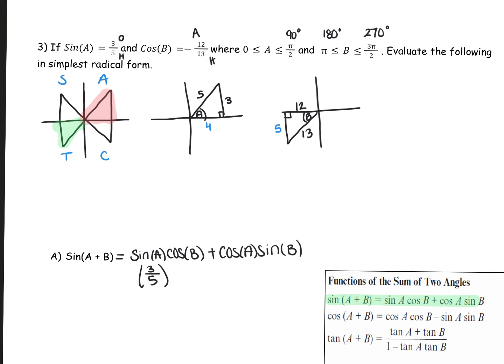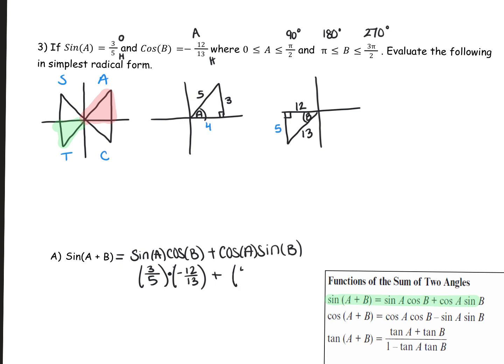I have cosine of B is negative 12 over 13. So I'm going to put that here. And these are being multiplied together. That's why I put them in parentheses. Parentheses aren't necessary, I just like to do them. All right, now let's keep going. We need to find cosine of A. So that means I need to go to the triangle that has A, not B, but A. So cosine of angle A is adjacent 4 over hypotenuse 5.